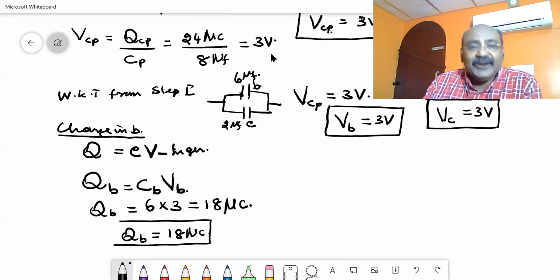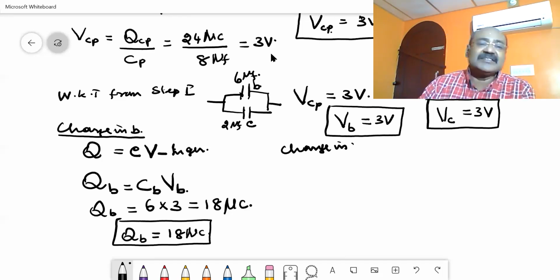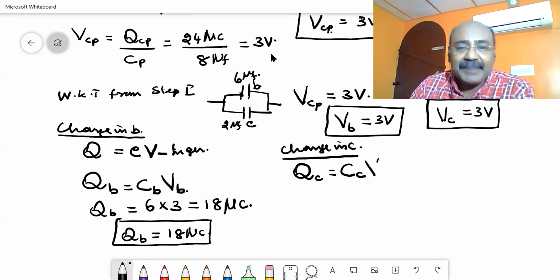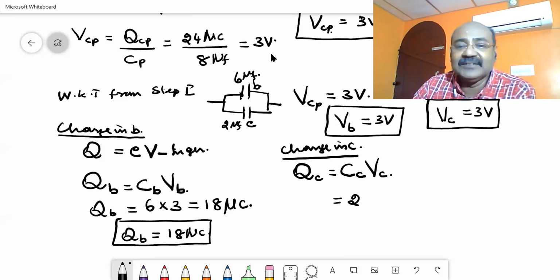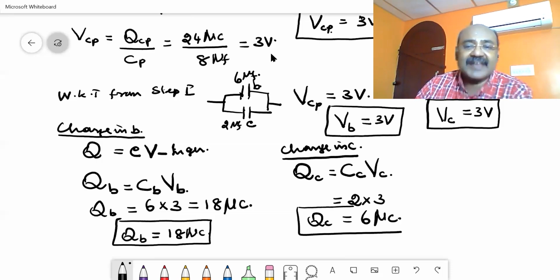Similarly, you go for the charge in C. What is the charge in C? Again, let us write QC is equal to capacitance of C multiplied with potential of C. Capacitance of C is 2 microfarad multiplied with 3 volt. So 6 microcoulomb is the answer for the charge in the capacitance C.